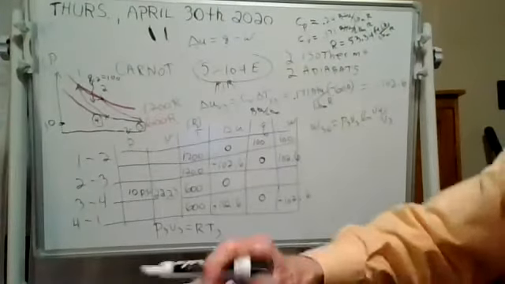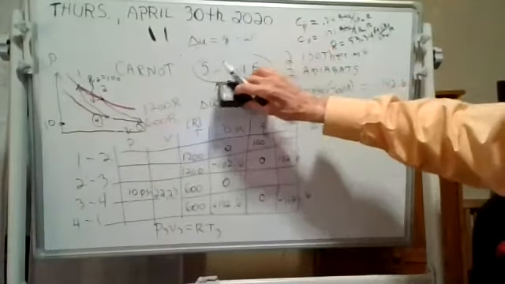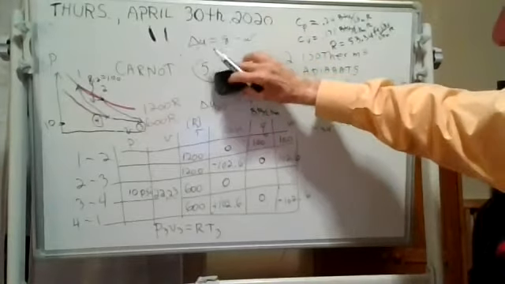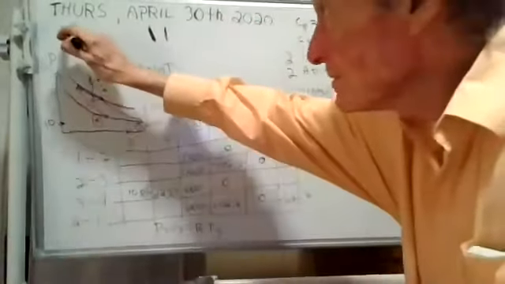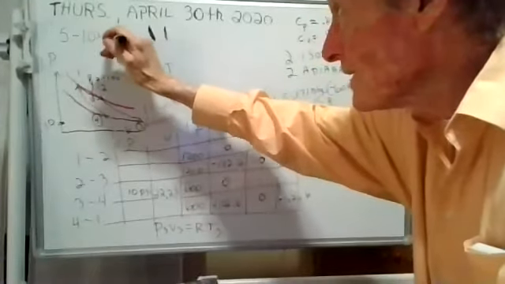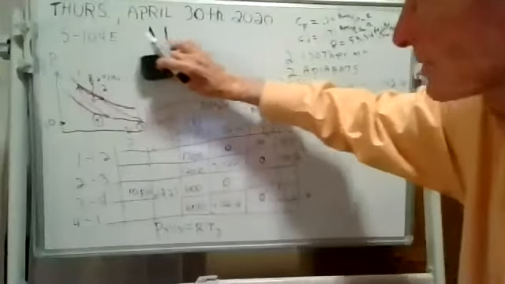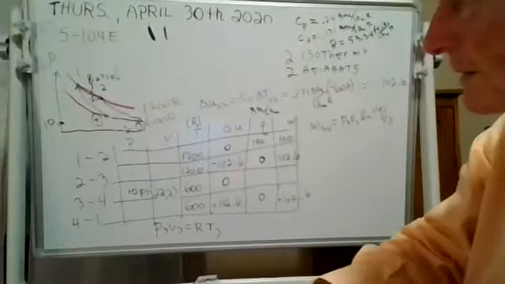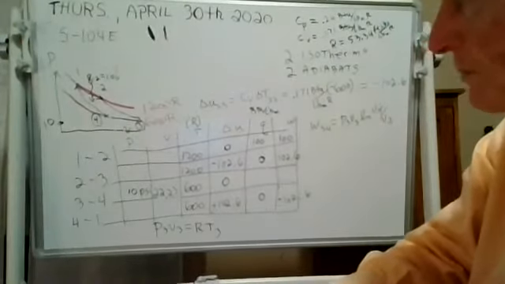I need a little room to work here. I'm going to have to make some room. We're doing problem 5104E if you tuned in late. It's a Carnot cycle, in English units. We did one years ago. And here's my plan.